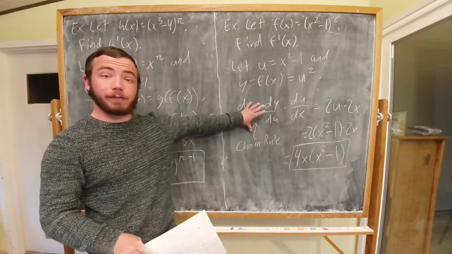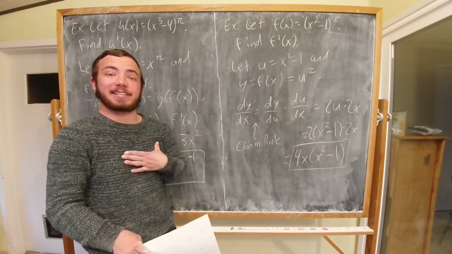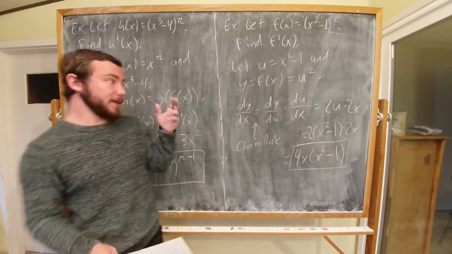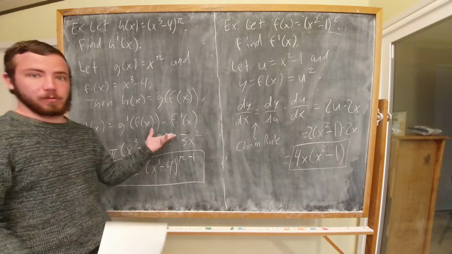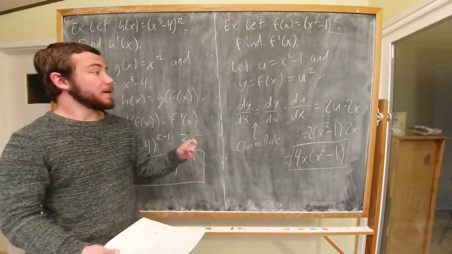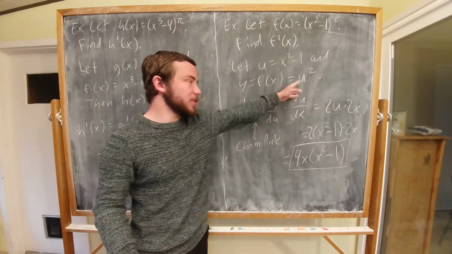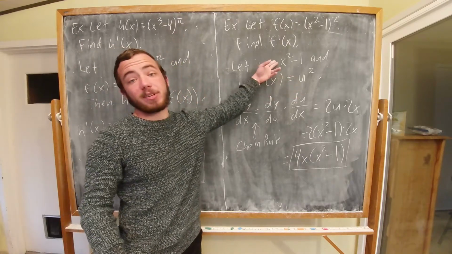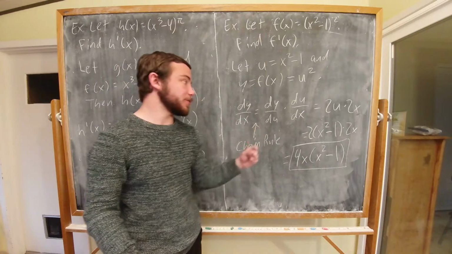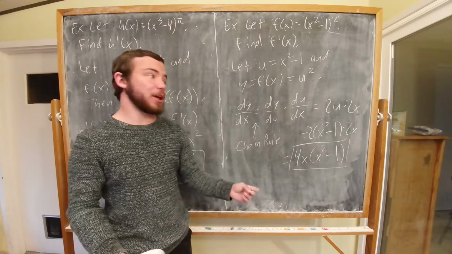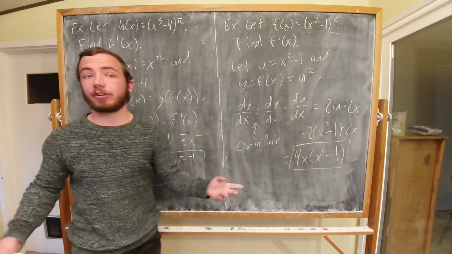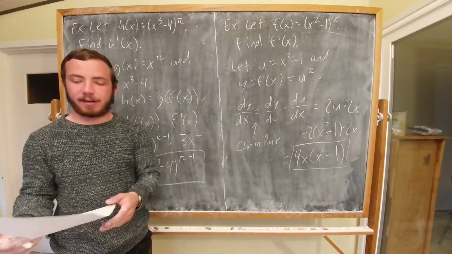I personally prefer the second method most of the time just because that's how it gels properly with me. If you like the first one better, go right ahead. I'm not going to stop you. But yeah, for me, this just is kind of an intuitive thing to do. First I make my u substitution. Then I put y in terms of u, apply the chain rule, substitute back in for u at the end. And it all works out nicely.